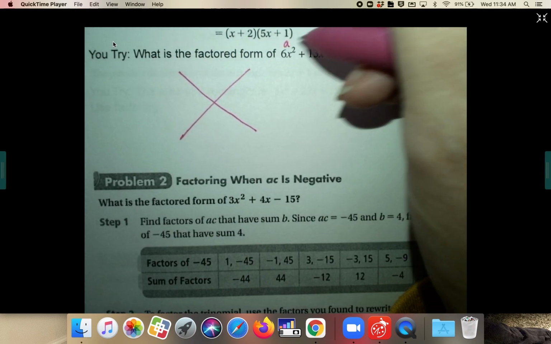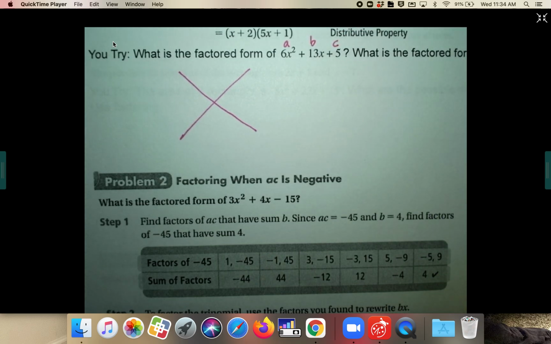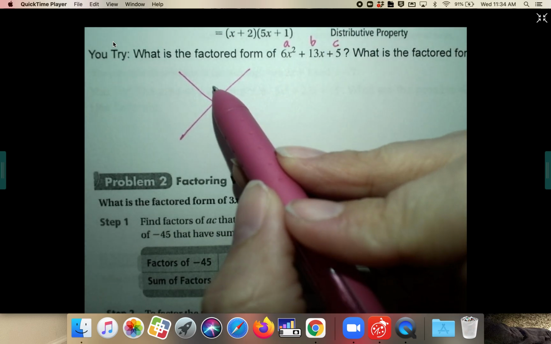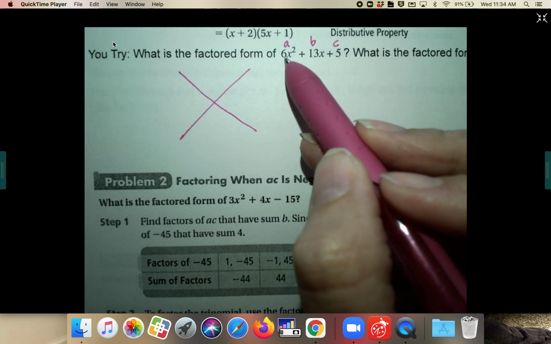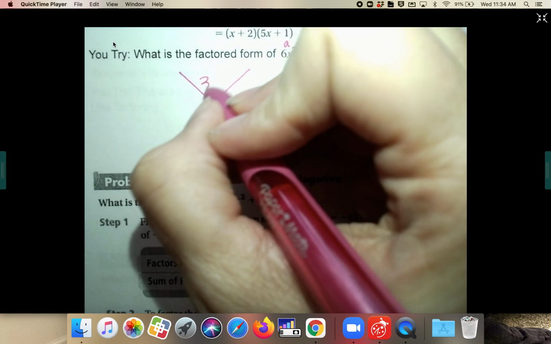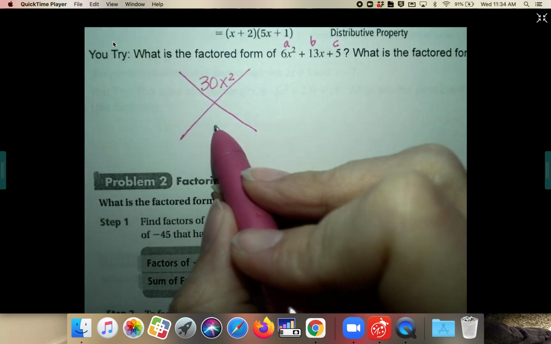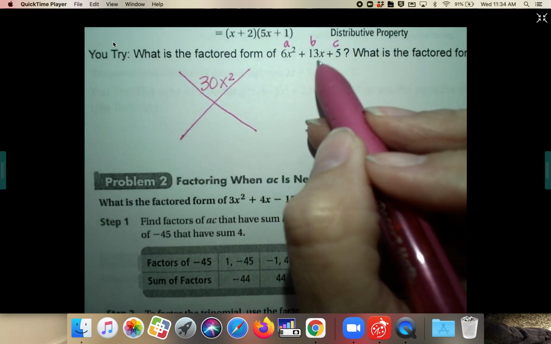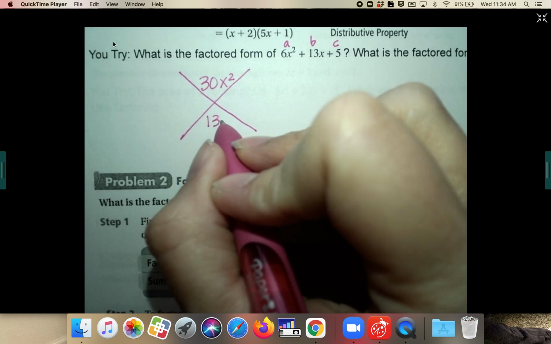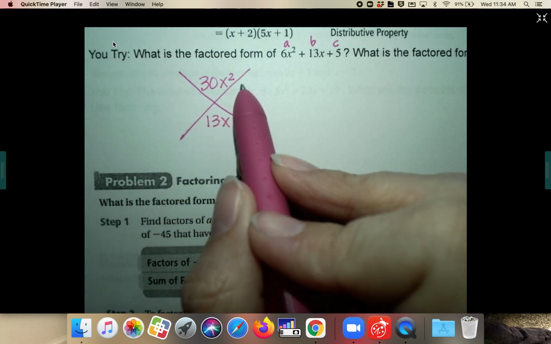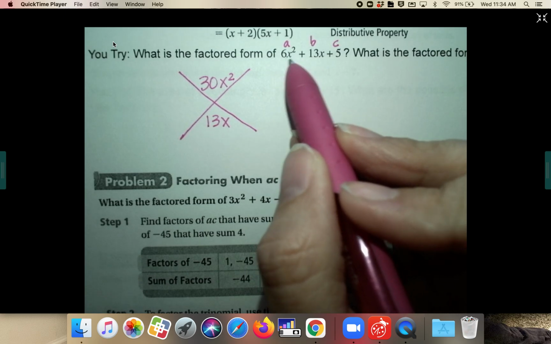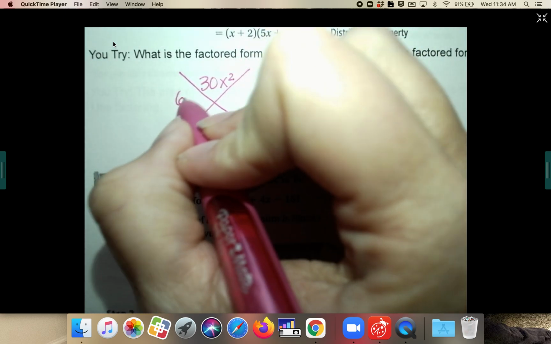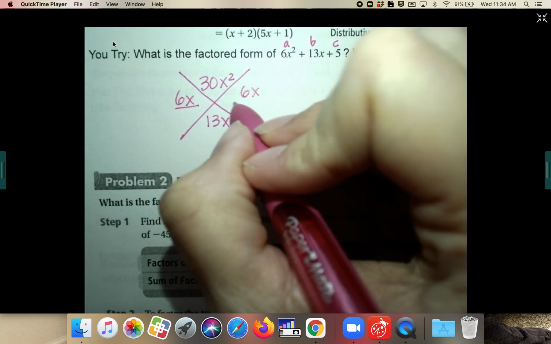This is my A term, this is my B term, this is my C term. Don't forget, in the top it's A times C. So 6x squared times 5 is 30x squared. B goes in the bottom. My B term is 13x. Over here we make a fraction with whatever A is, keep one of the x's with it, and put it over on the top part of a fraction. So 6x over, 6x over.